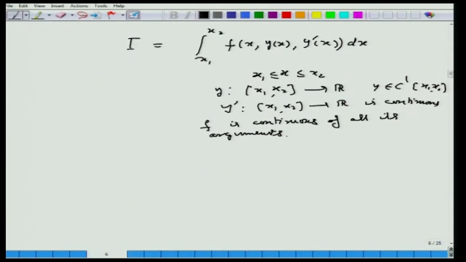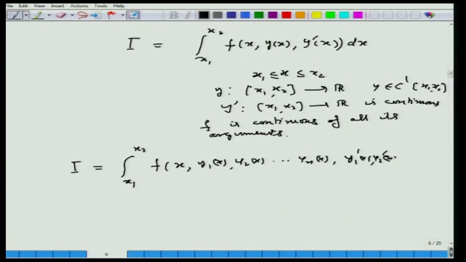So, here the generalization of this could be like I equals the integral from x1 to x2, where f has more variables now, like x, y1(x), y2(x), and so on up to yn(x), and then their derivatives y1 prime(x), y2 prime(x), and so on up to yn prime(x), dx. So, this is the generalization of this. This can be treated as a particular case of the more general problem, where again these y1, y2, yn are from the admissible class. We are considering derivatives here, so the derivatives should be continuous in order for this integral to exist as a Riemann integral.